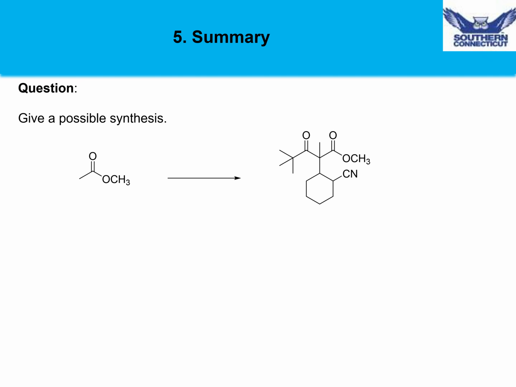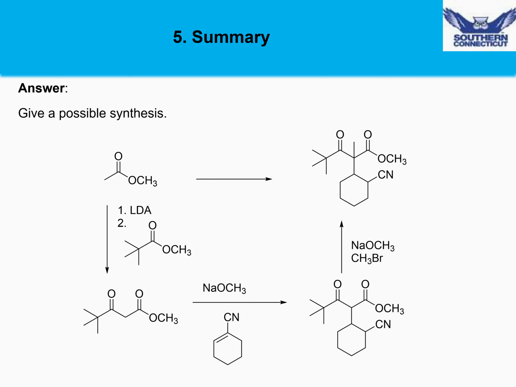Here's another example of a synthesis involving condensation reactions. So we're going to start with an ester, and we're going to end up with a beta ketoester that has this functional group here, the cyclohexyl group plus the nitrile. In this synthesis problem, we're going to start off with an ester, and we're going to turn it into a beta ketoester with a methyl group, and also we will add the cyclohexane that has a nitrile on it.